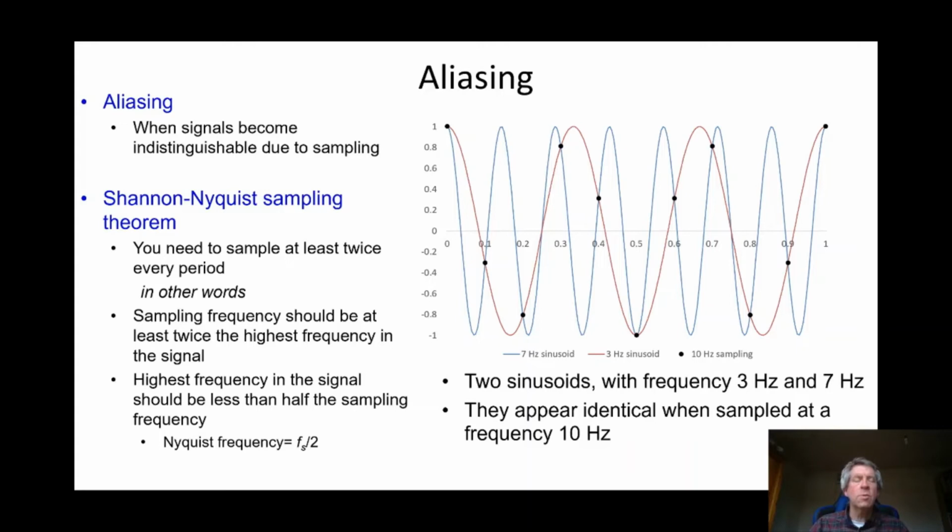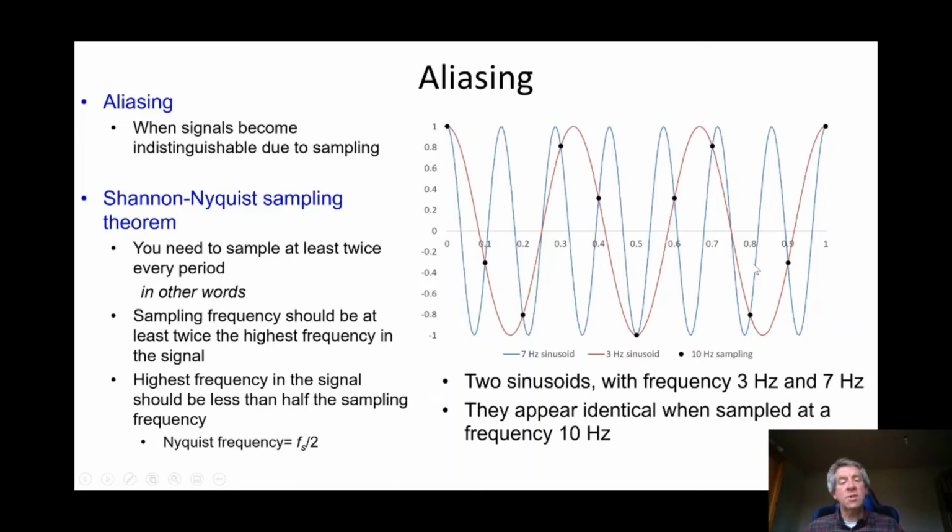frequency in that signal. So if you are sampling, say, a 7 hertz signal, you should sample it at least 14 hertz. If you are sampling a 3 hertz signal, you should sample that at least 6 hertz. So if you are sampling something with a 7 hertz or a 3 hertz, make sure it's at least 14 hertz. Otherwise, you may not be able to differentiate some of these signals.